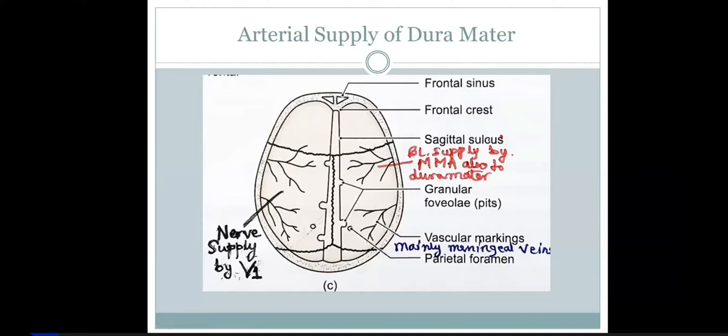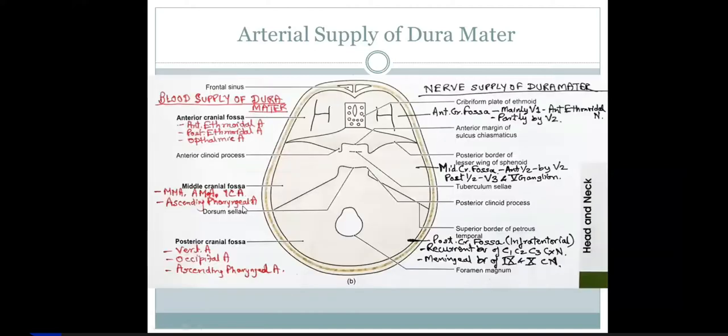Clear, easy, right? The entire dura covering the brain from above or from inside of the cranial vault is being perfused by middle meningeal artery. Okay, and middle meningeal artery is a branch of first part of maxillary artery. Okay. Then this figure you're seeing is the inside of the cranium or the calvaria, which has natural subdivisions into three parts.